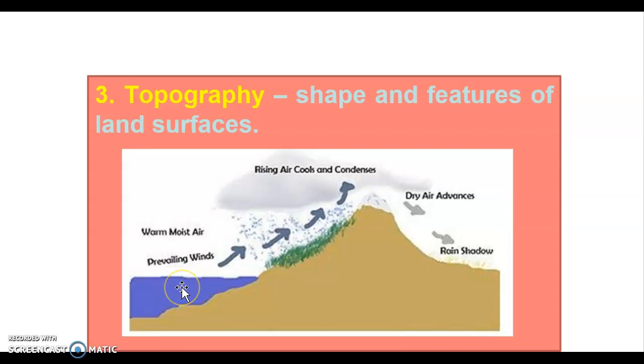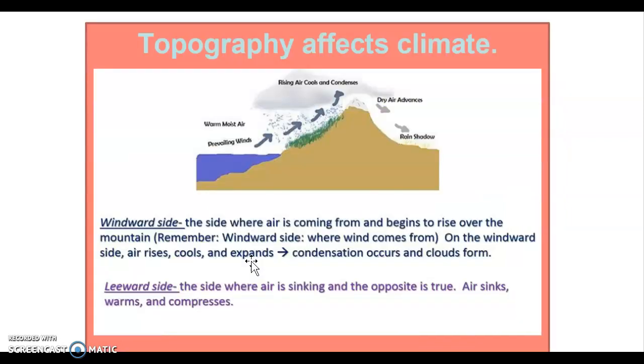If there's a sea here and there is sun on this side, the evaporation process will start to take place. So warm moist air will rise, and once it rises, it cools down and condenses, forming clouds. When there are more clouds, precipitation will take place. So topography affects climate, and we have this windward side.